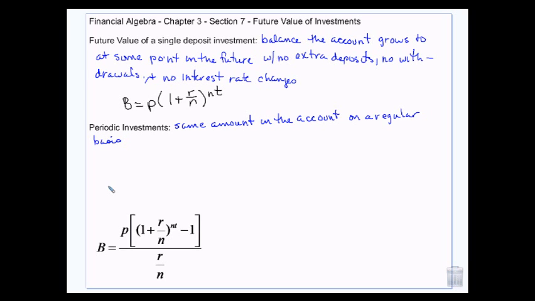So how much money will we have at the end of a certain amount of time? So how much money will you have in 10 years if you put away $50 every 2 weeks? So let's say $100 a month, $50 every 2 weeks, or whatever. Okay. So this is the formula to calculate that, for periodic investments or periodic deposits.